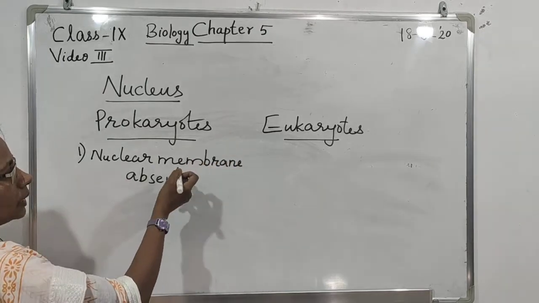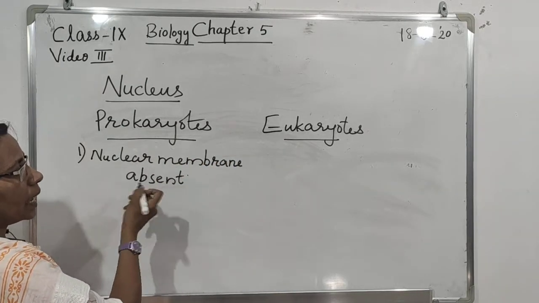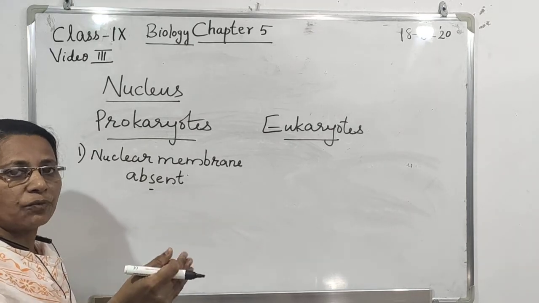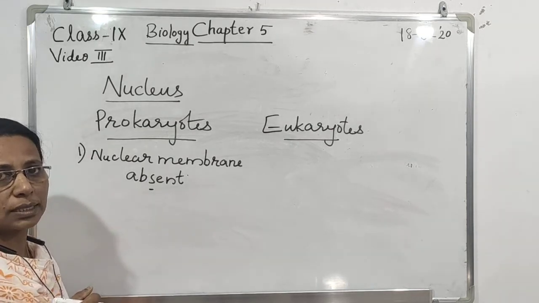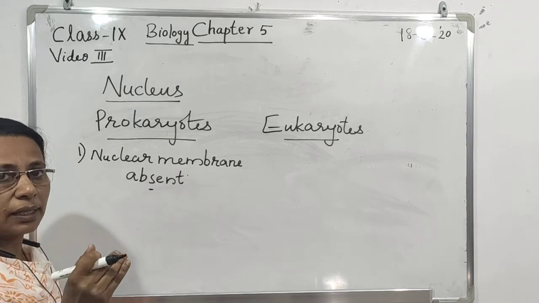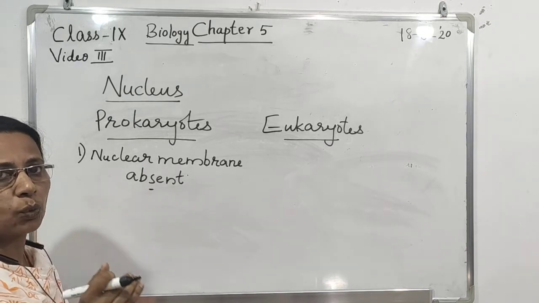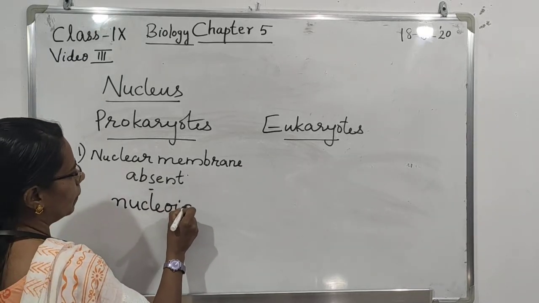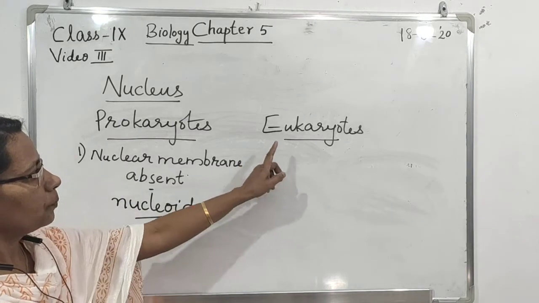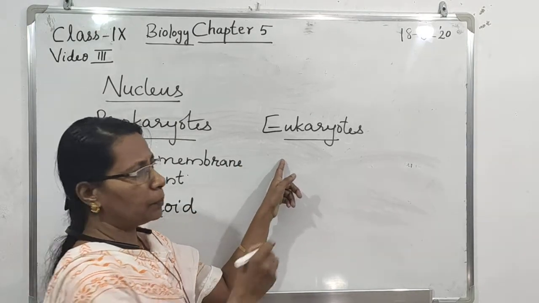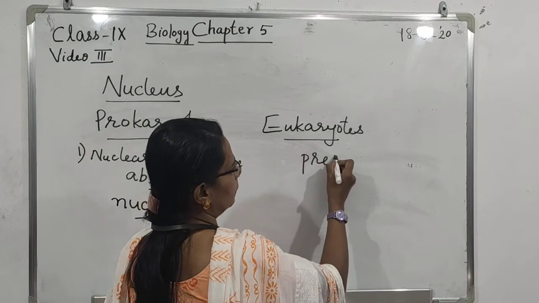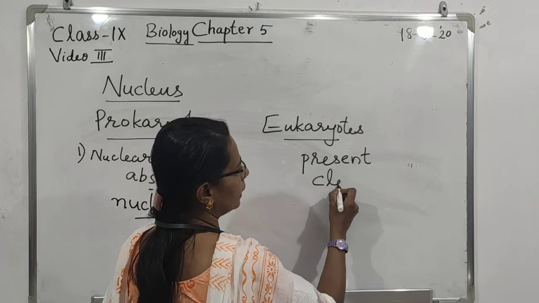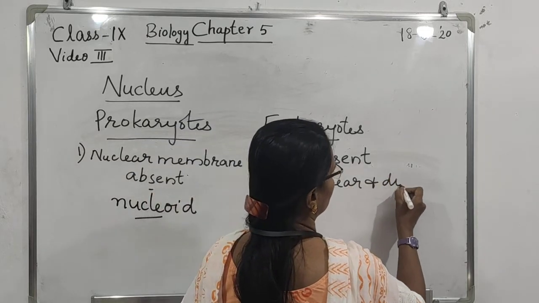That is, nuclear membrane is absent, so that nuclear region looks undefined or not clear or not distinct. Such an undefined or poorly developed nuclear region is called nucleoid. In eukaryotes, nuclear membrane is present and the nuclear region is clear and distinct.